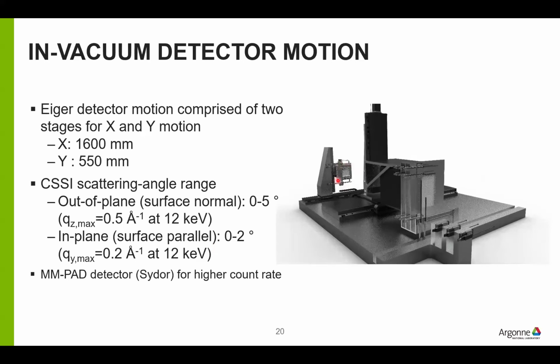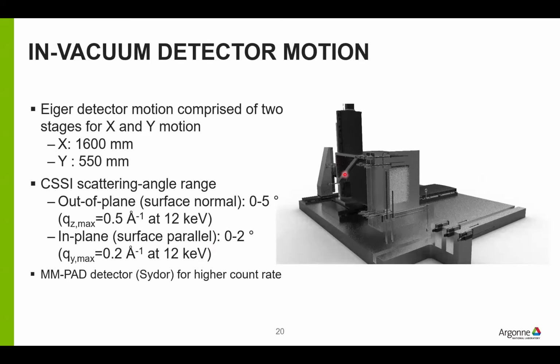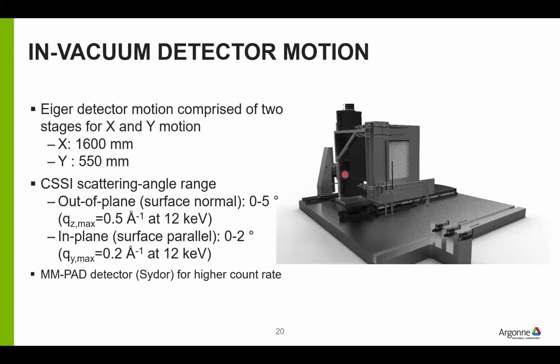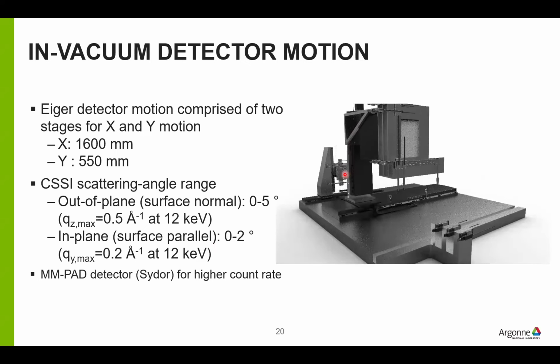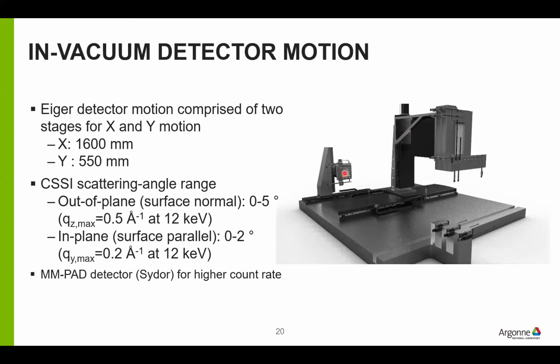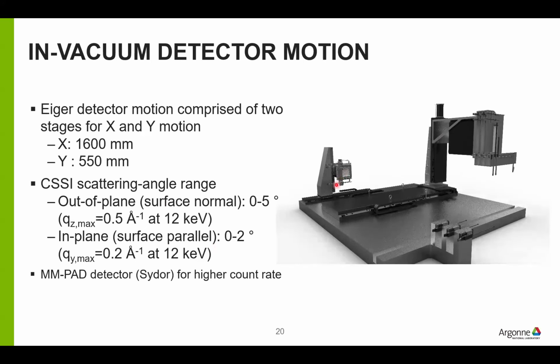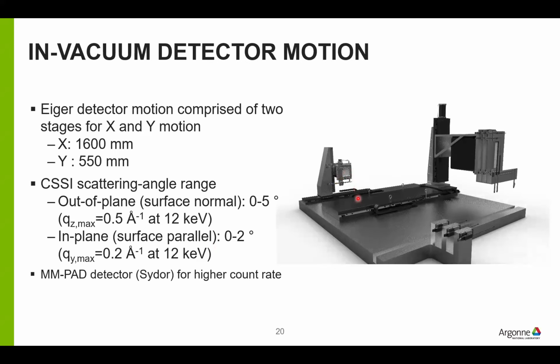In the back, there's a second carriage with similar translations for a second detector. So we'll also have a pad detector that will have a higher instantaneous count rate. I think that will mostly be for CSSI.